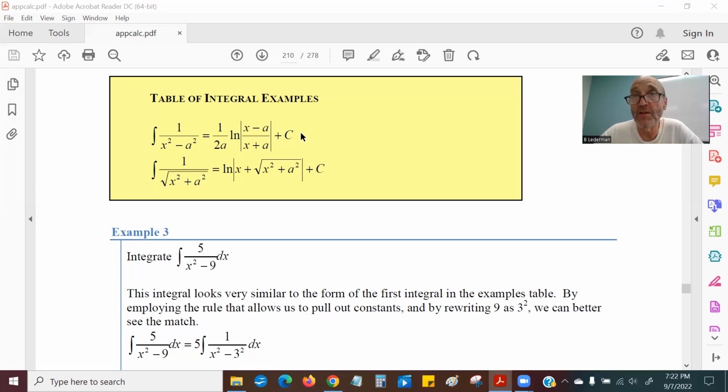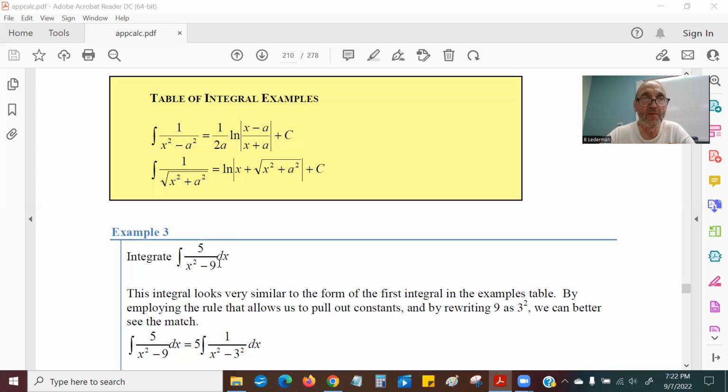Some of these are not that hard to actually figure out. Some of these are very hard to figure out, but right now we're just going to take advantage of the answers. So I may give you a problem like the integral of 5 over x squared minus 9. So obviously it looks like this top integral, but it's not exactly like it. This has a 5 instead of a 1, and so forth.